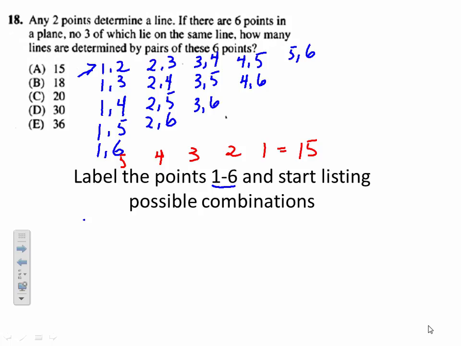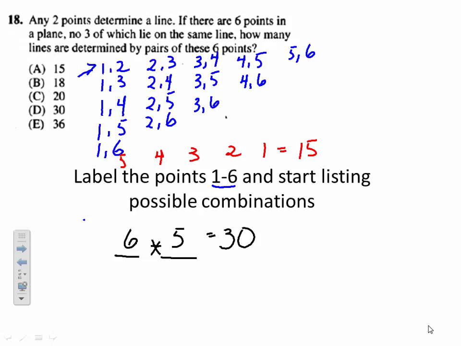Another way that will be less comfortable for a lot of you is to realize that the number of options you have for the first point would be 6 because you have all 6 points up for grabs. And then after that, the number of options you have for the second point would just be 5, which would give you 30.